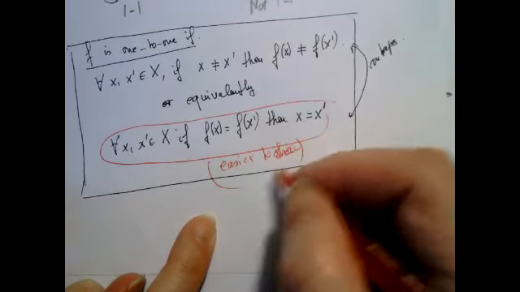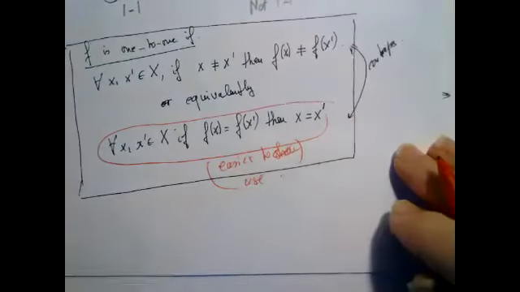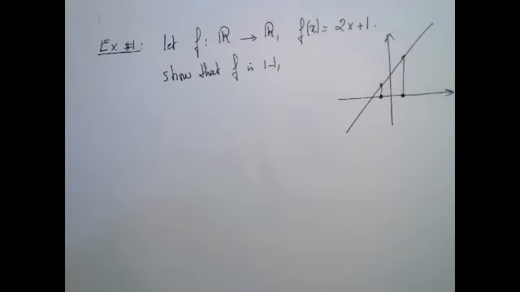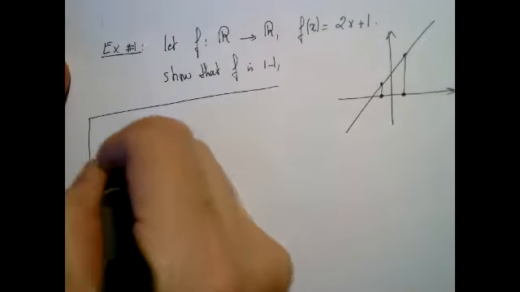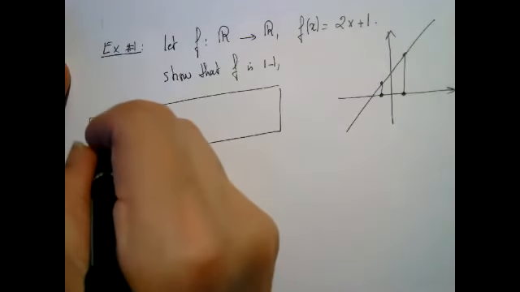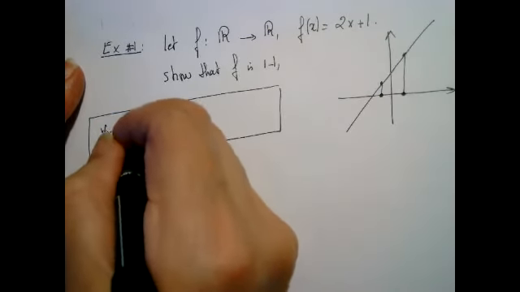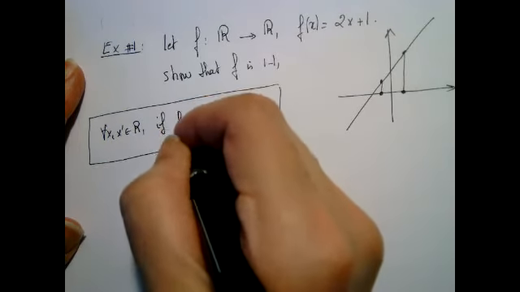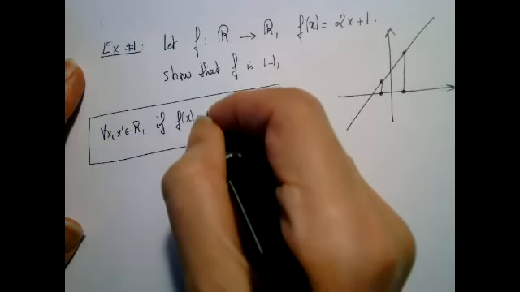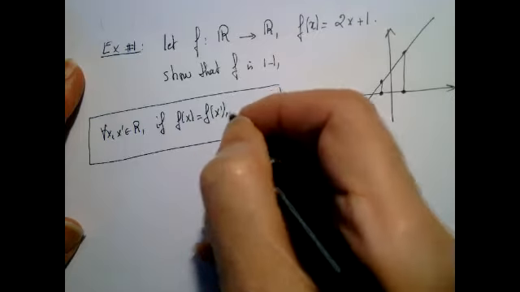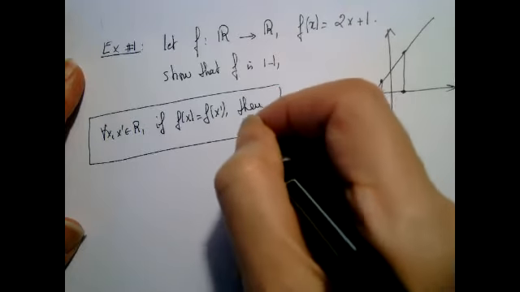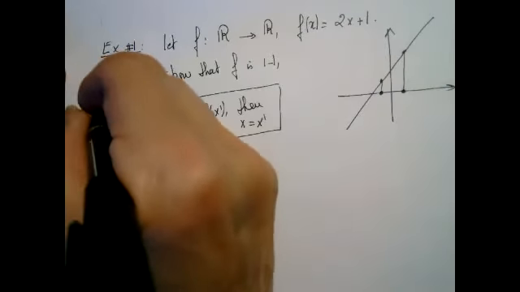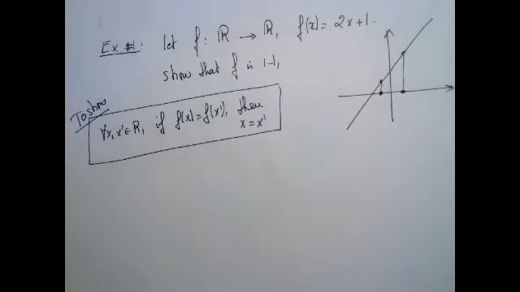Easier to use. So how am I going to prove that my function is 1 to 1? I'm going to proceed like this. I will write what we have to show: given any x and x prime in R, if f of x equals f of x prime, then x equals x prime. That's what we have to show.